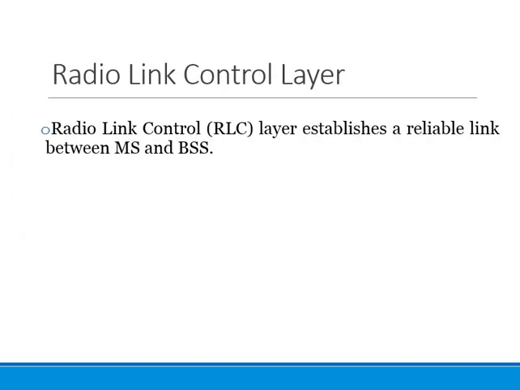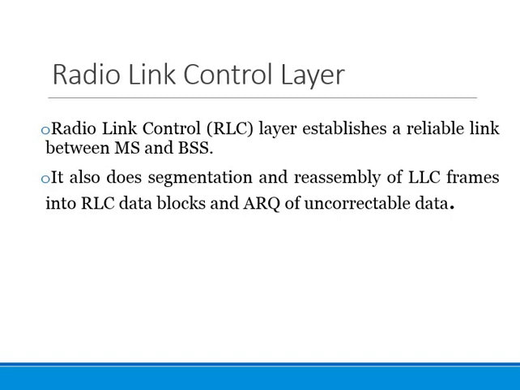The next is the radio link control layer. So the radio link control layer, or the RLC layer, establishes a reliable link between the MS and the BSS, that is your mobile station and the base station subsystem. It also does the segmentation and reassembling of the LLC frames into the RLC data blocks and the ARQ of uncontrollable data. What is ARQ? It is the automatic repeat request of the uncontrollable data. If some data is not managed or is out of control, then its automatic repeat request will be done based on that.